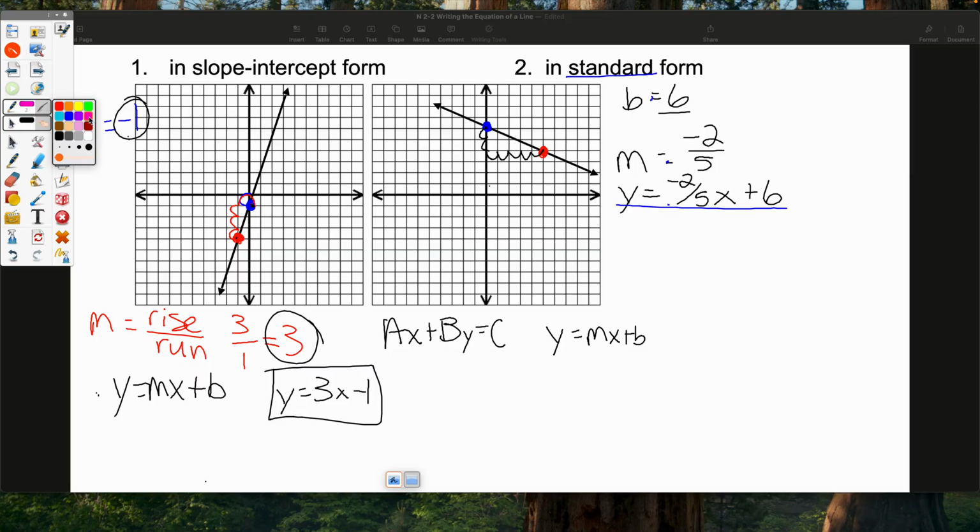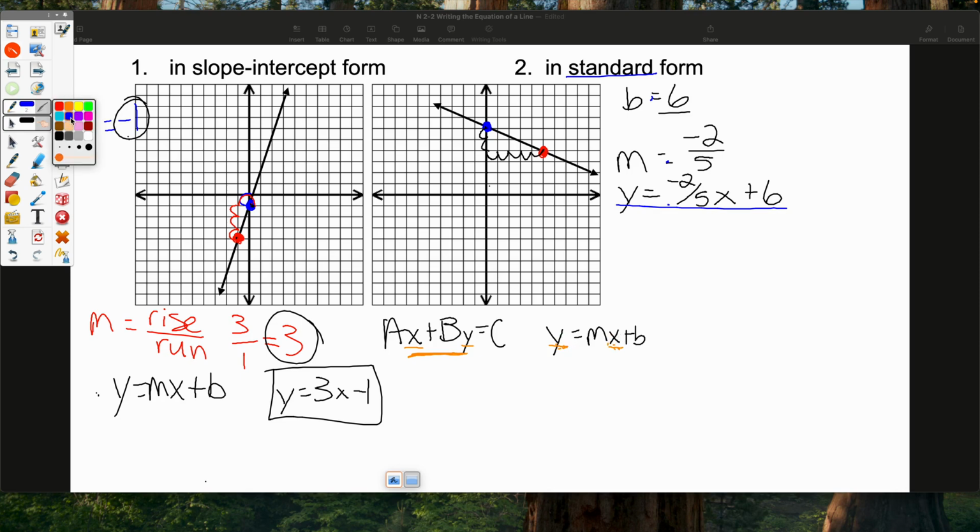What is the difference that you notice between the x and y on standard form and the x and y on slope-intercept form, with the equal sign in between? On standard form, they're both where? On the left of it. They're both on the same side, right? But in my slope-intercept form, where are they? The opposite. They're on different sides, okay?